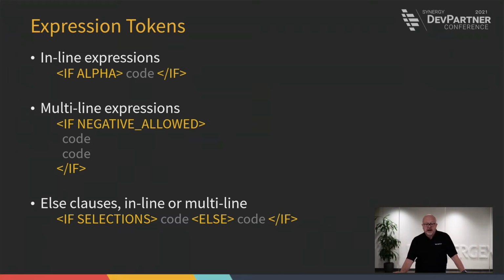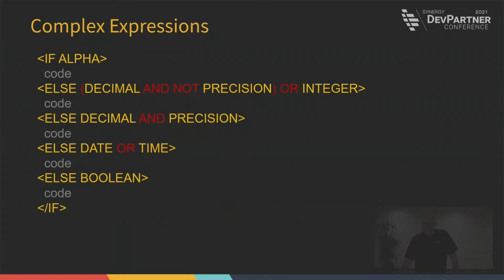In the case of multi-line expressions, the template lines that have the opening and closing tokens will not be emitted, so you won't get a white space line instead of the token. You'll just get the code between them. Also, as well as supporting if not in front of all expressions, we now also have an else clause. So if the field has selections, use this code, otherwise use this code. And again, this could be done across multiple lines if you wish. Also, expressions can be nested, so you can have one within another, and so on.